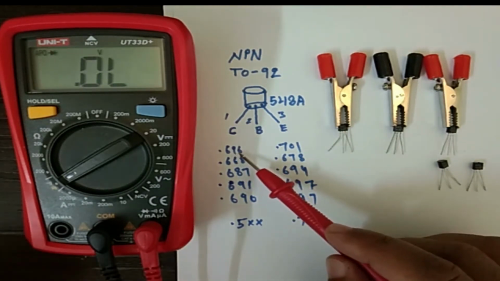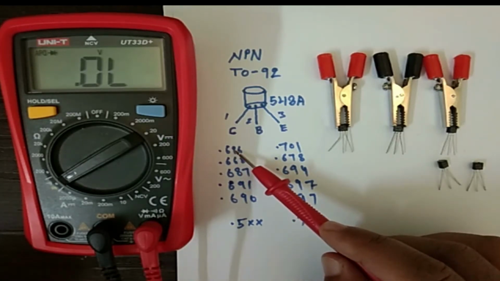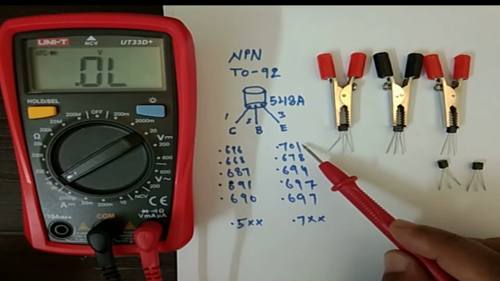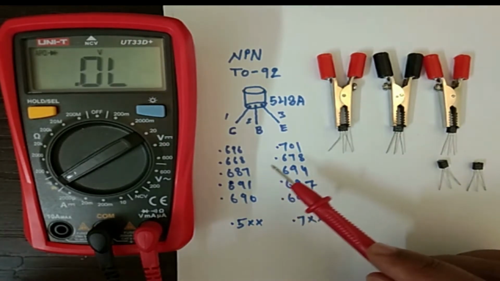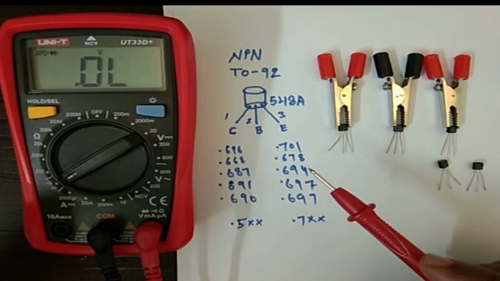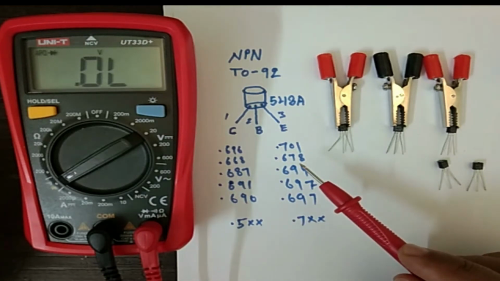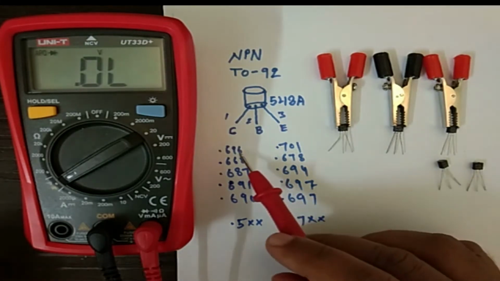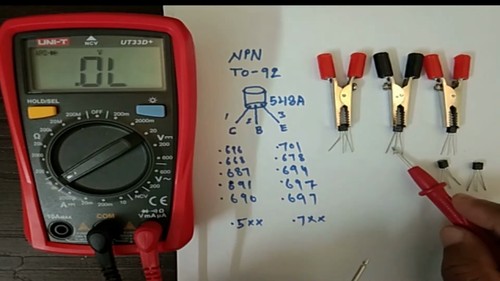So here is the difference, 0.695 to 0.701. So the difference is 0.005. So this type of difference, from 0.0023 to 0.09 or 0.010, something like that you will get. So in this condition this diode is okay. Now we check another transistor.